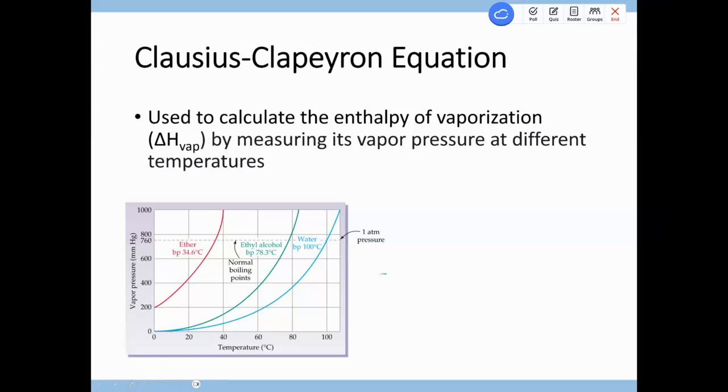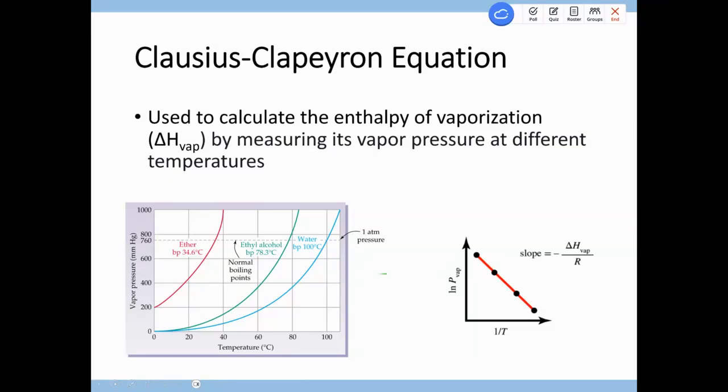But this line is not a straight line, so it's not convenient to work with. We can manipulate this to have a straight line. So if we plot the natural log, a function in your calculator, of vapor pressure on the y-axis, and 1 over temperature on the x-axis, we achieve a straight line with a slope that's equal to negative heat of vaporization over R. So this Clausius-Clapeyron equation, we're going to look at 2 versions and only really use one of them in our class. But this is used to calculate the enthalpy of vaporization of a substance by measuring its vapor pressure at different temperatures.